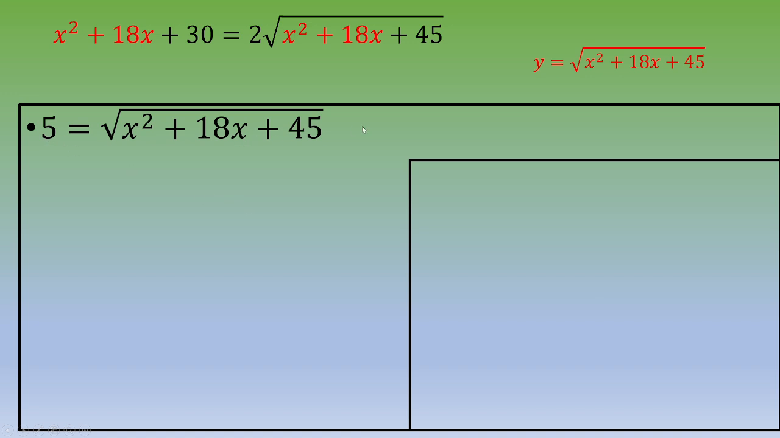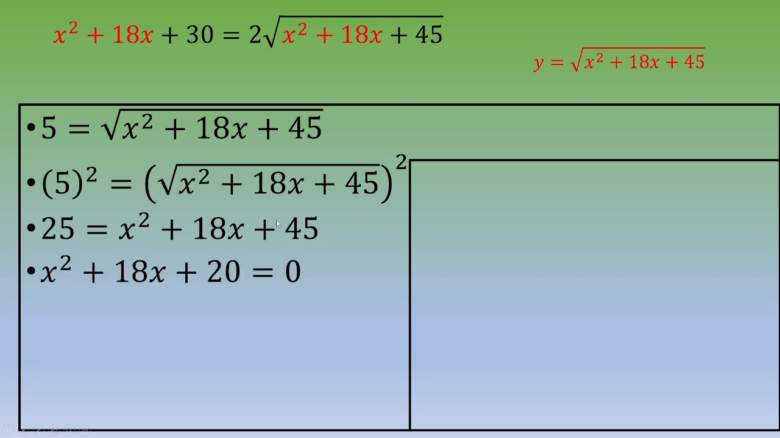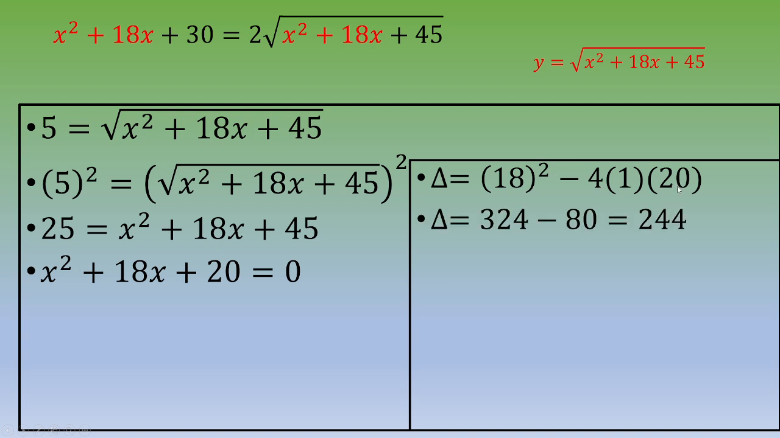Now we can square both sides and we end up with 25 equals x squared plus 18x plus 45. If we put this 25 on the other side of the equation, we end up with x squared plus 18x plus 20 equals 0. Once again, this is a quadratic equation, so we're going to calculate the discriminant: 18 squared minus 4 times 1 times 20, so we end up with 244, which is 4 times 61.